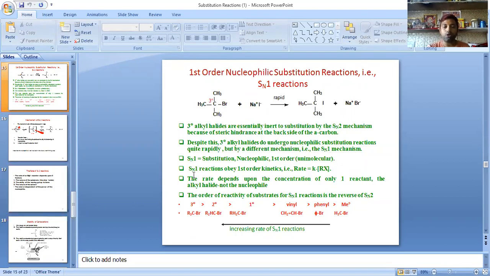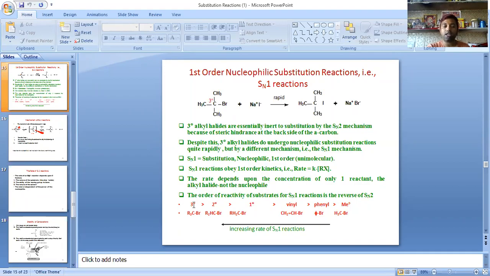Substitution nucleophilic unimolecular reactions obey first order kinetics, such that the rate of the reaction depends on the concentration of the substrate. The concentration of the nucleophile is not of prominent importance. It does not require the concentration of nucleophile, it has least importance. The rate depends upon the concentration of only one reactant, the alkyl halide, not the nucleophile.